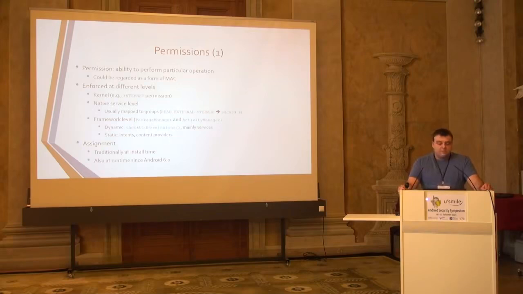Permissions are enforced at different levels. At the kernel level, which is most interesting, I think, the basic, or maybe the only example, is the internet permission, which is the so-called paranoid network security patch to the kernel, which doesn't allow you to use sockets if you're not a member of the internet group. At the native service level, native services of course don't know anything about permissions, but permissions could be mapped to groups, supplementary group IDs, so they check for those.